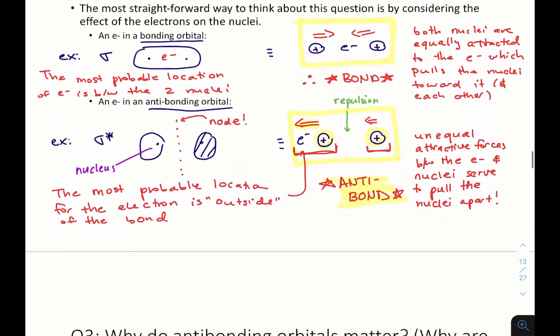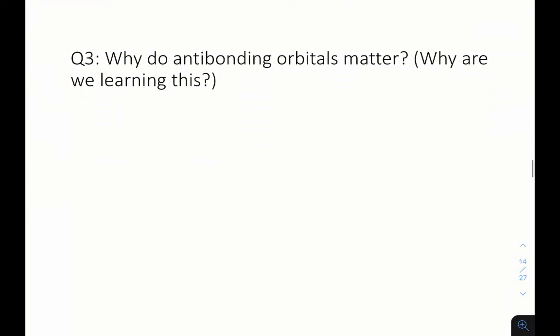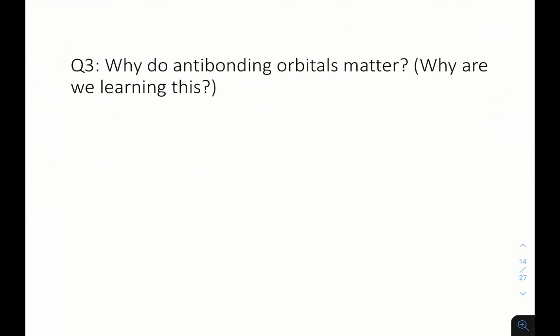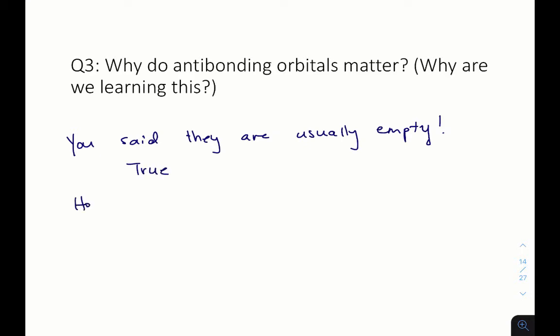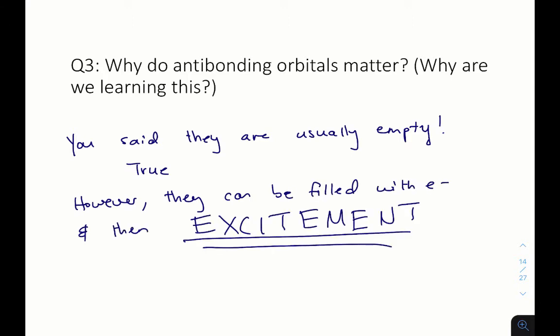Let's move on to our third question. Why do antibonding orbitals matter? Why are we learning this? Wonderful question. Well, why would you think antibonding orbitals don't matter? Yeah, I said that they're usually empty. True, I did. However, they can be filled with electrons. And when they are filled with electrons, then exciting things happen. What sorts of exciting things do you think might happen if an antibonding orbital is filled with electrons?